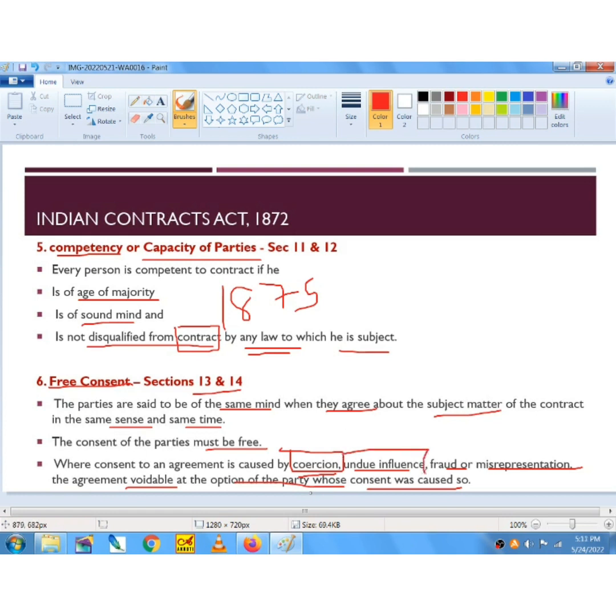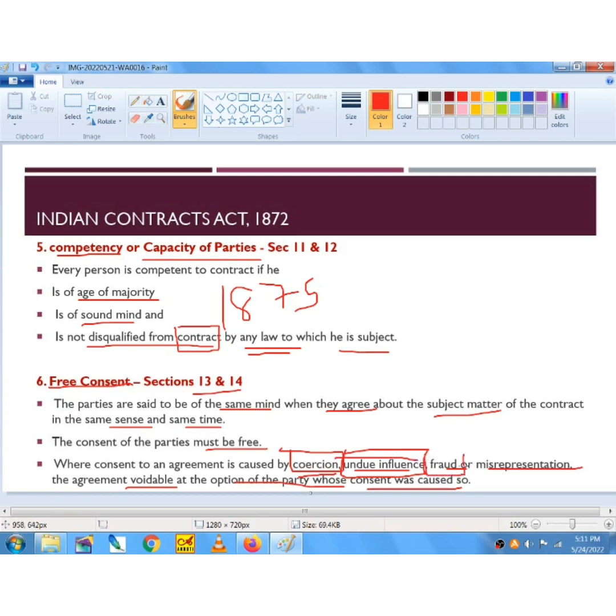Next we have undue influence. Undue influence means when you have a relationship with the other person and you use that relationship to get some benefit from him. Like if a grandson asks his grandfather to give away all of his property to him and not give any to his other grandsons and other children, then that is undue influence.